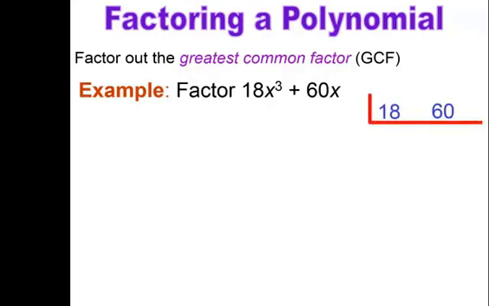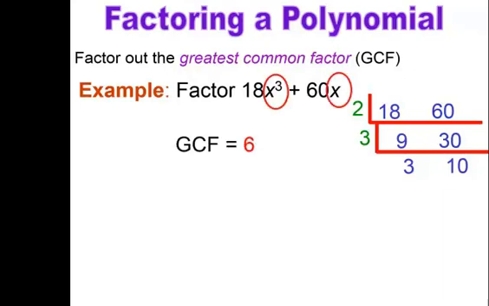The first thing I'm going to look at is the numerical part, and I'm going to find the GCF for the numerical part, 18 and 60. I'm going to start by dividing 2 out of 18 and 60, and I get 9 and 30. And then I see I can get 3, and 3 will divide into 9 and 30, and I'm left with 3 and 10. 3 and 10 have no more common factors, so the GCF part for the numerical is going to be 6. 2 times 3, that left side multiplied together.